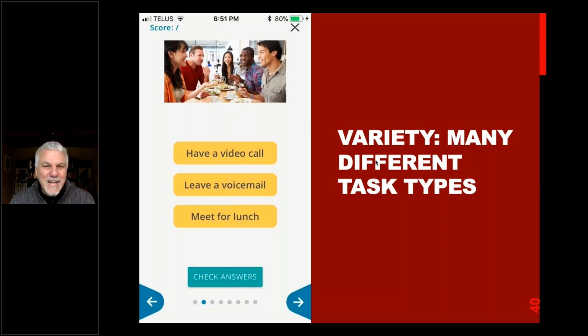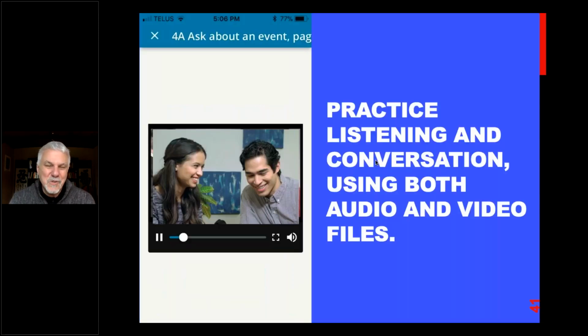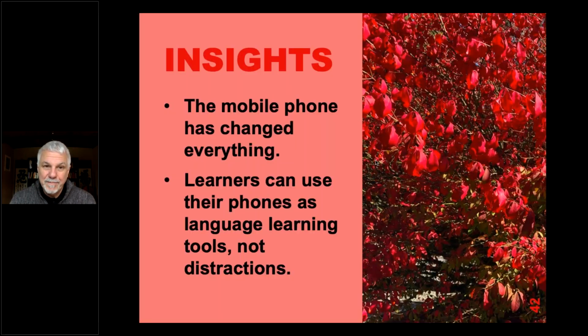And there's a lot of variety of tasks. So there's photos and questions, there's multiple choice, there's true false, all that sort of thing there. They can practice their listening and conversation using both the audio and the video files, so they can watch those files over and over again. And I already mentioned they have the pronunciation and the grammar coach videos on there as well.